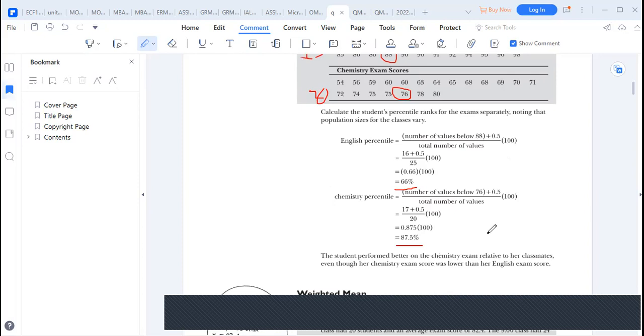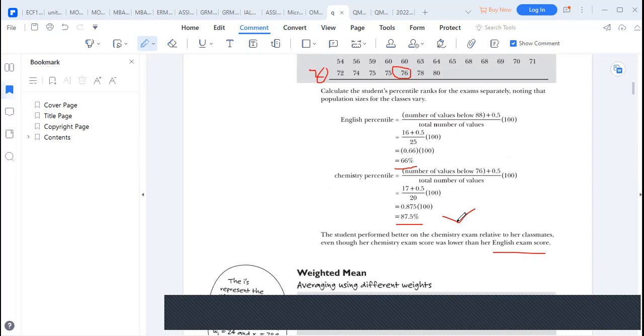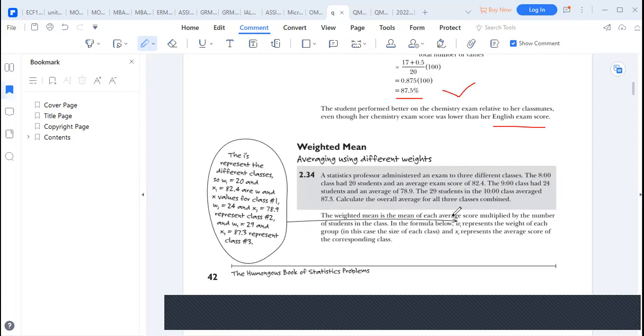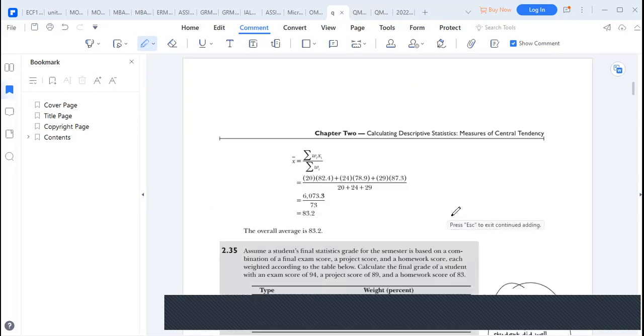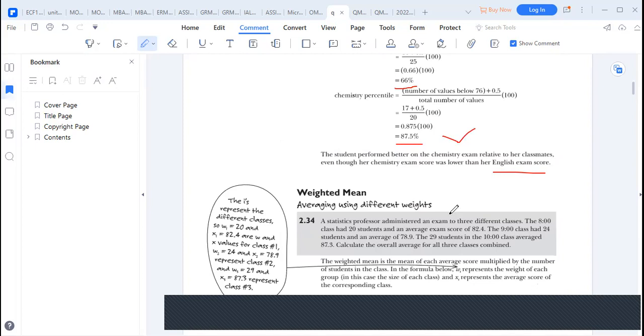So we can say that the student performed better in chemistry relative to her classmates, even though the exam score was lower than the English score. So this was a high performance. Are we together? Yes. So these are some of the questions that you cannot guess if you do not know.